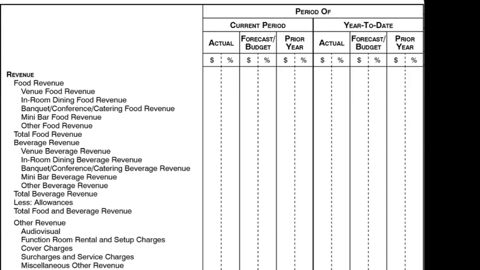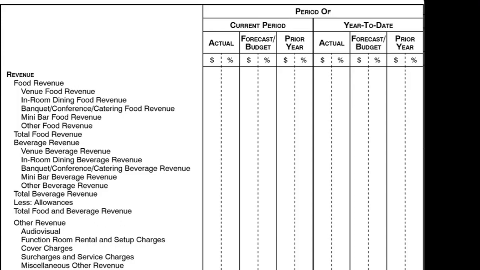After the food and beverage revenue, you will see there are other allowances, or less allowances. Same as in the rooms department, allowances means if you have given away anything free or rebated any check, that will go here. Instead of reducing directly from the revenue, we show it as less allowances. So the total food and beverage revenue will be the total of food revenue and beverage revenue minus the allowances.